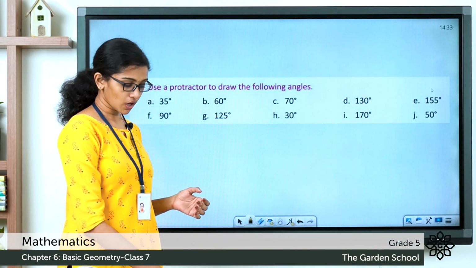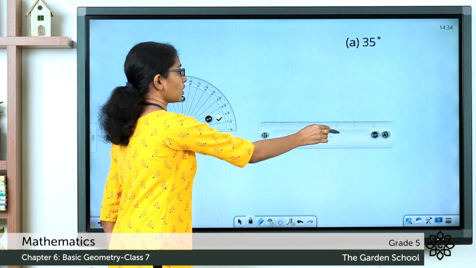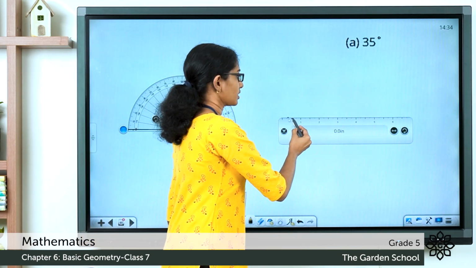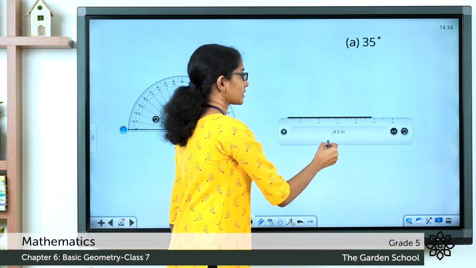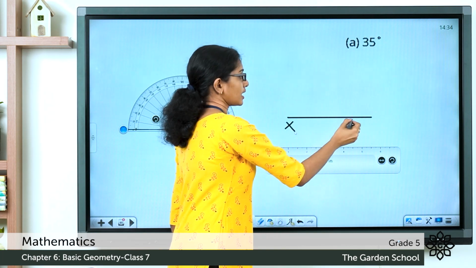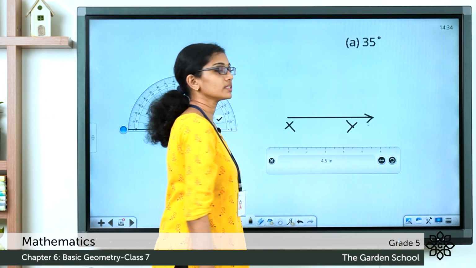What are the steps involved? First, you have to draw the lower arm of the required angle. So, place the ruler properly and draw a line. Then, you have to mark the starting point. Let this be X and mark another point. Let it be Y and you have to draw the arrow.